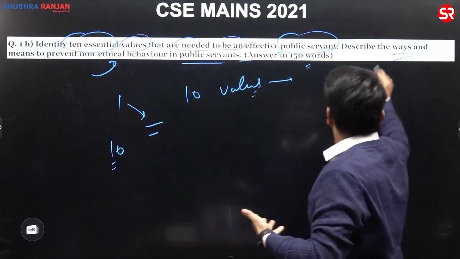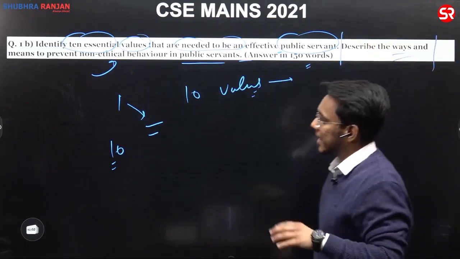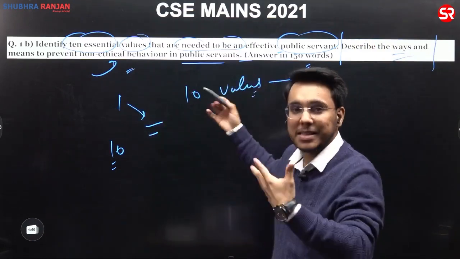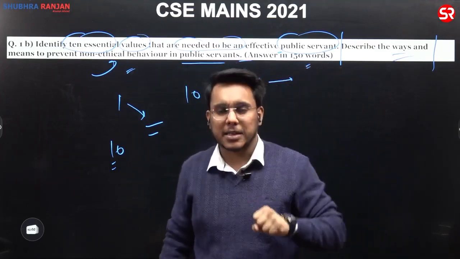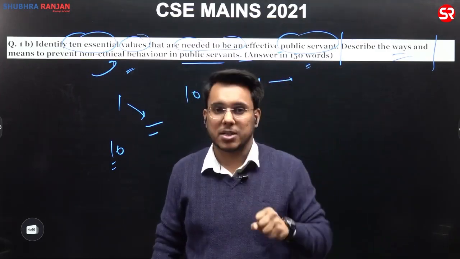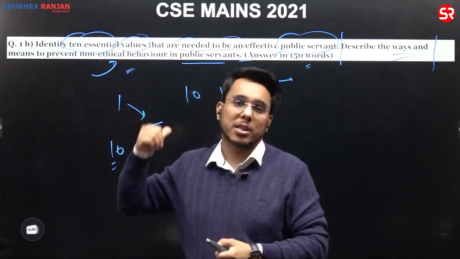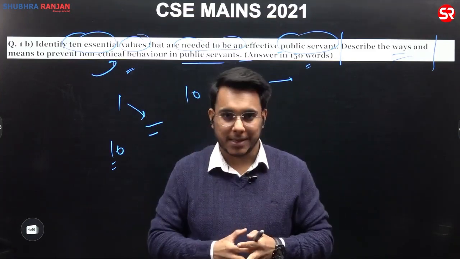Then you need to address the second part of the question. Describe the ways and means to prevent non-ethical behavior. Now, when you are describing the means or the ways to prevent non-ethical behavior, here also you will be consuming a substantial number of words. So be very careful in such kinds of questions. Make sure that you are not overflowing here. Is it clear or not?